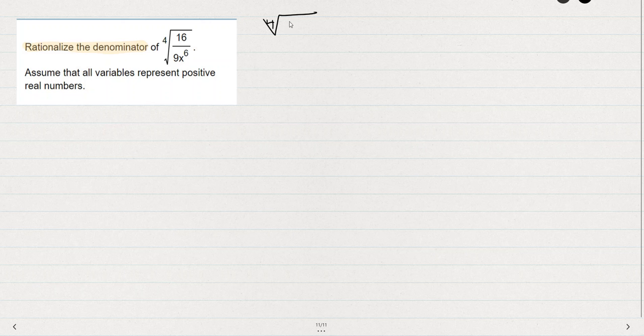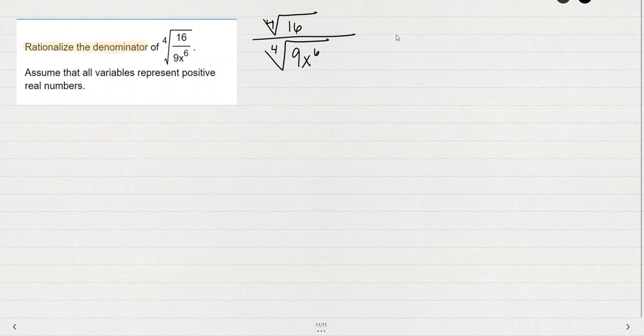I'm going to rewrite this radical as the fourth root of 16 over 9x to the 6th. It's the same thing as the fourth root of 16 over the fourth root of 9x to the 6th. So that's the first step.